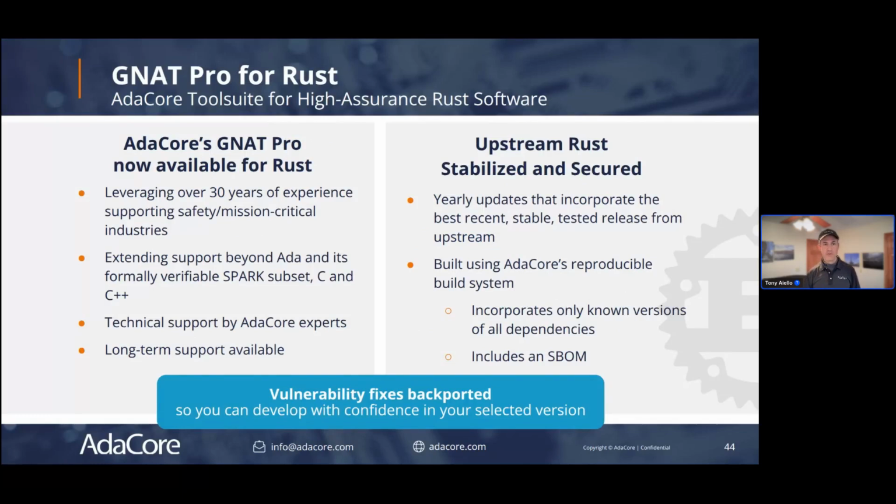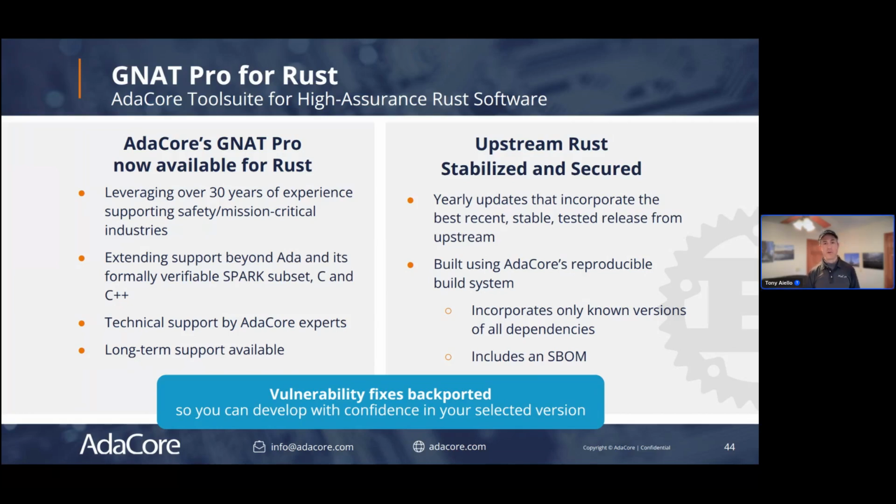So what is GNAT Pro for Rust? It's GNAT Pro available for Rust. Everything you love about GNAT Pro, we're trying to bring to the Rust ecosystem so that you can use Rust with confidence, just as you use Ada with confidence. We're leveraging our 30 years of experience supporting safety and mission critical industries now with Rust, just as we've done for Ada, SPARK, C, and C++. We're available to answer technical support questions, and we're offering long-term support for Rust, which is something that the Rust project categorically does not do.